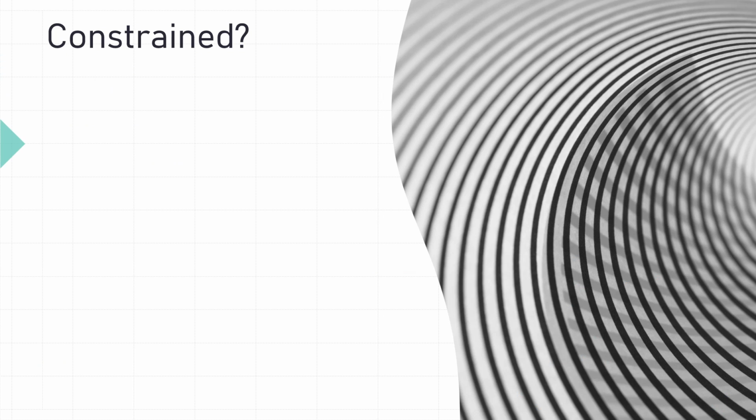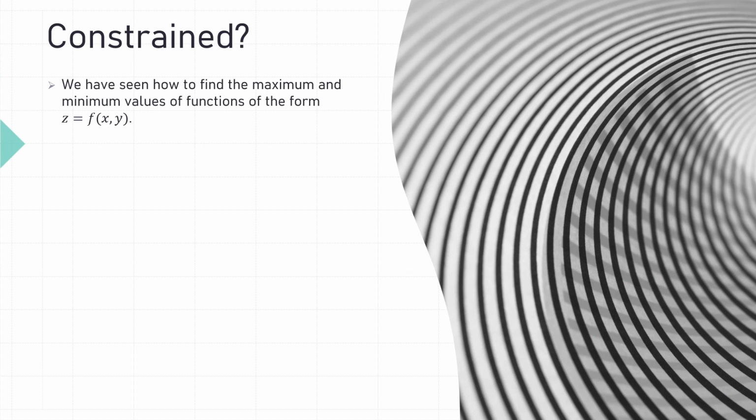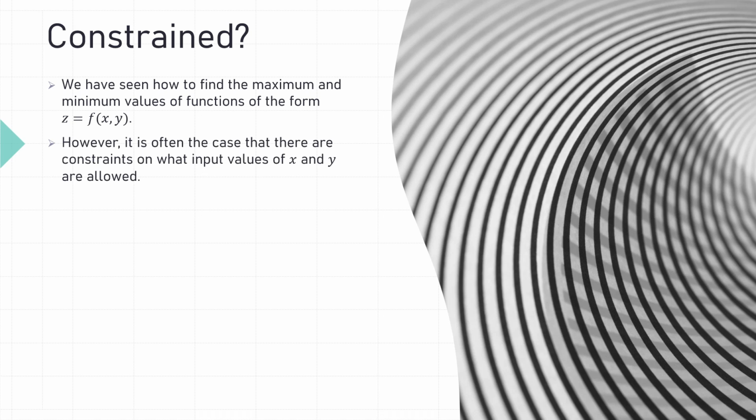So what do we mean by constrained optimization? We saw in the last section how to find maximum and minimum values of functions of the form z equals f of xy. So we found local maximums and local minimums, and then we also found absolute maximums and absolute minimums on a closed bounded set. What we're going to look at now is the case that often comes up in actual practical examples, where the input values of x and y aren't allowed to just be anything at all. They have some condition that they have to satisfy.